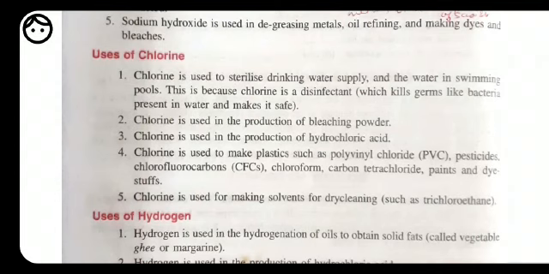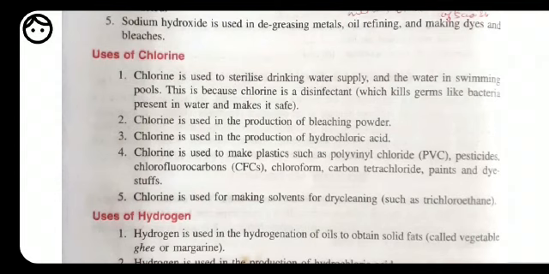Okay, third, chlorine is used in the production of hydrochloric acid. Fourth, chlorine is used to make plastics such as polyvinyl chloride, pesticide, chlorofluorocarbon, chloroform, carbon tetrachloride, paint, dye stuffs. We know polyvinyl chloride is used for making pipes. Pesticide, you also have heard about the pesticide.